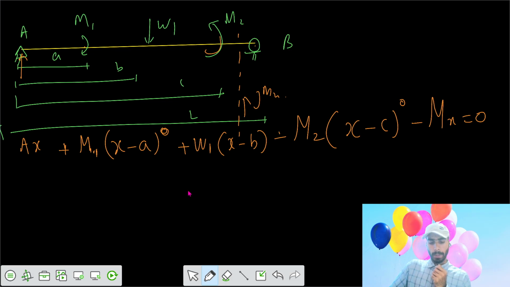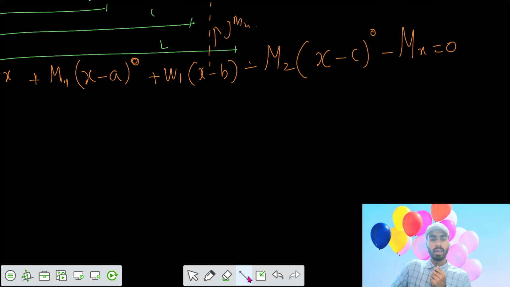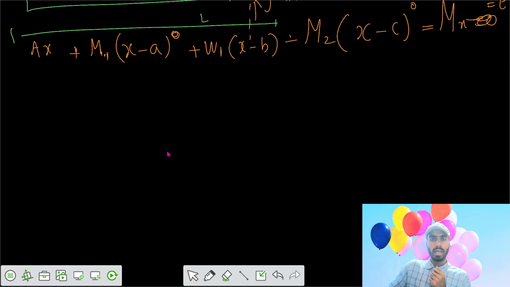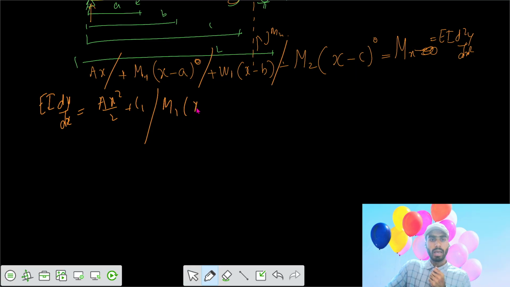Let's say you want to set it equal to EI d2y by dx2. So if you want to find EI dy by dx, you can write, by integrating it once, Ax squared by 2 plus C1, then we apply those Macaulay brackets, so we can write M1 x minus a power 1 divided by 1, then we write x minus b power 1, this was already 1, we can write x minus b whole square by 2 divided by 2.